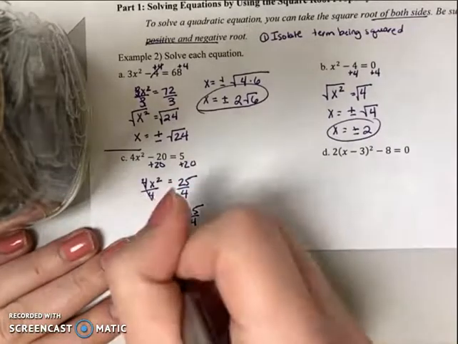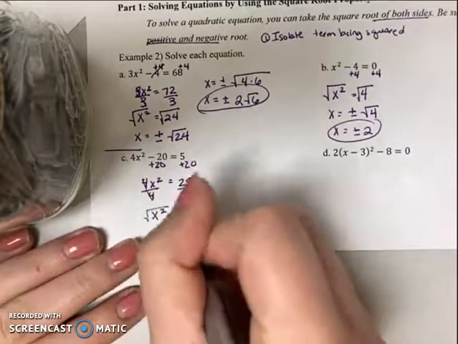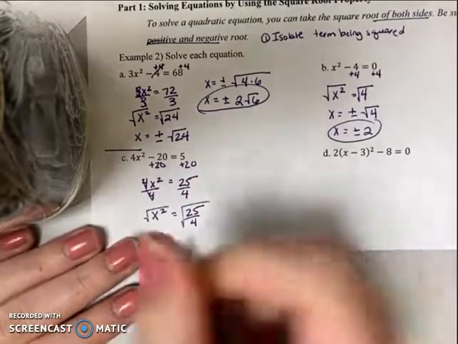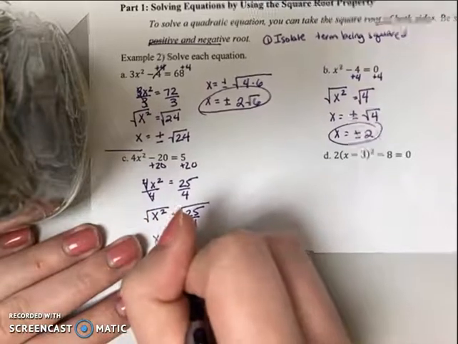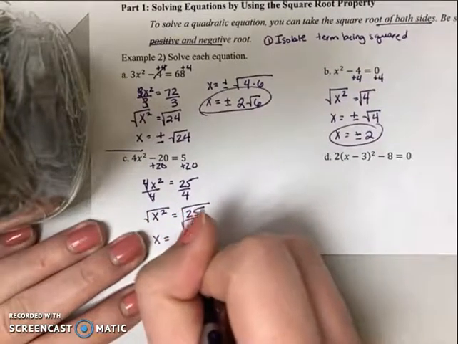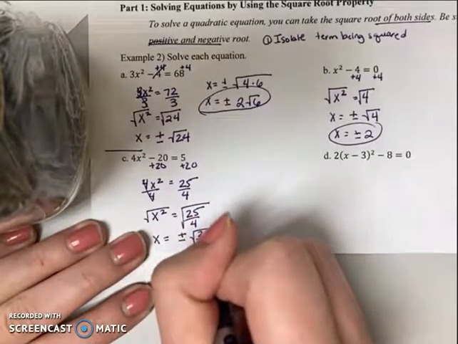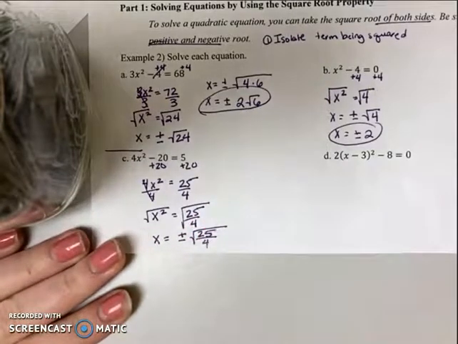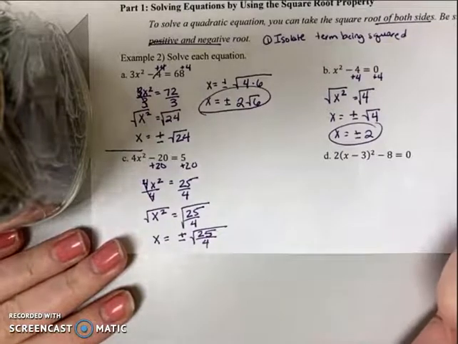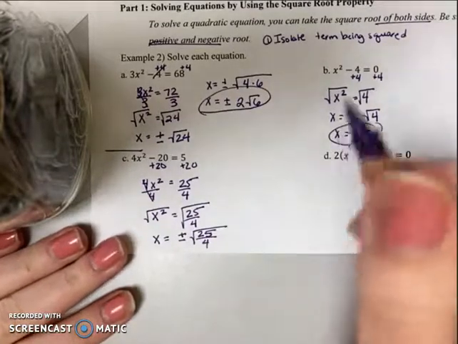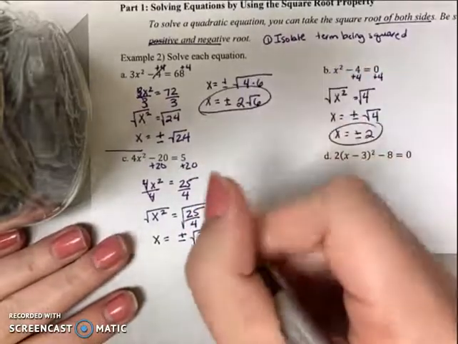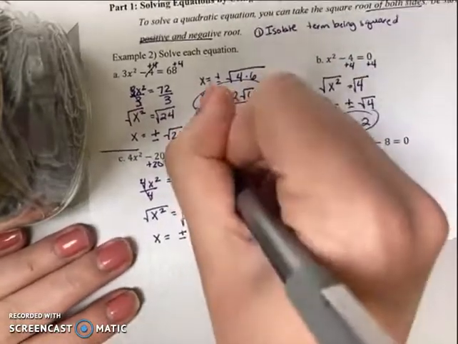In order to get x by itself, I need to take the square root of each side, and whenever I take the square root, I need to put plus or minus out front. So I have plus or minus the square root of 25 over 4. Now we're going to use something called the quotient property. So product property, we can split it up. Quotient property, we can also split it up.